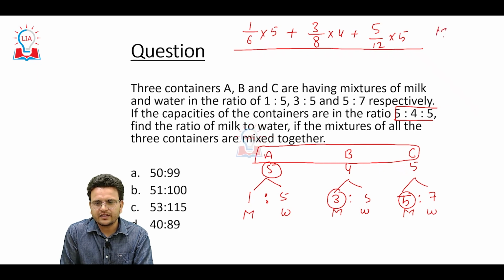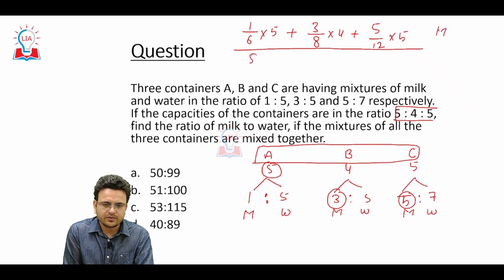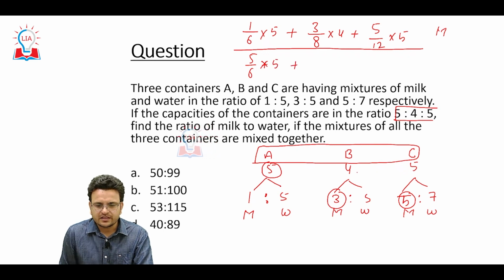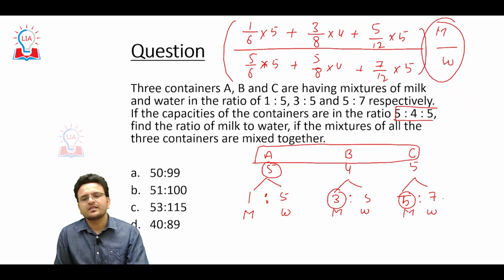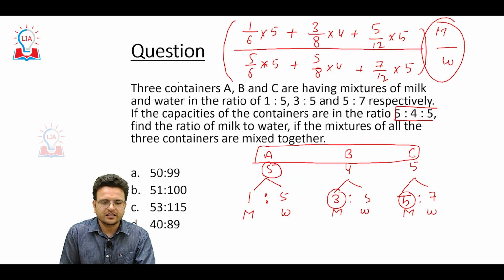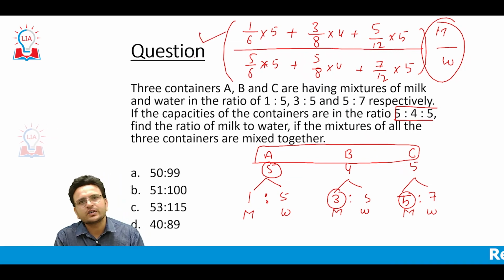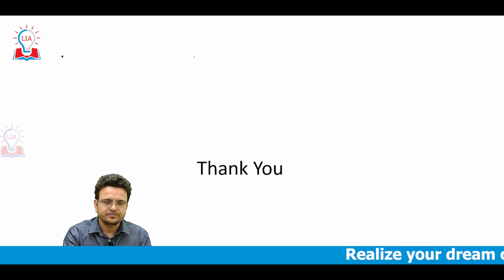This is the milk. Same way we have to see the water. It will be the water. Same, 5/8 into 4 and then 7/12 into 5. So this is the quantity of milk and water. Hopefully you are able to understand. Just solve this equation, you are going to get an answer.